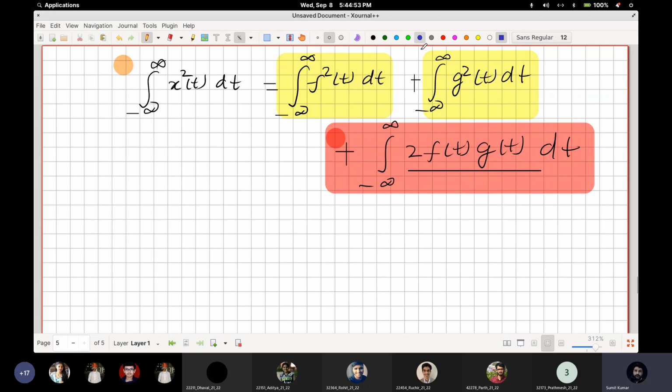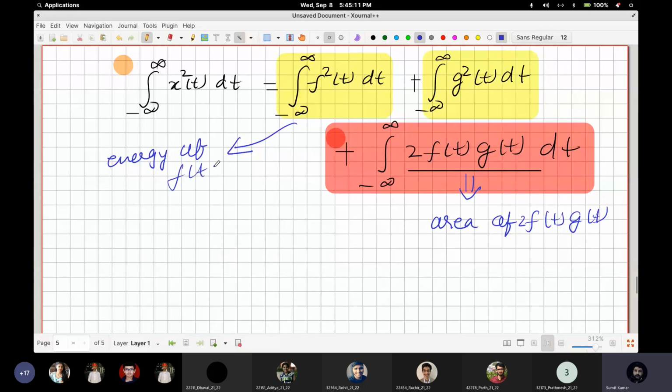You are getting area here, right? This is area of 2 f(t) g(t). This one here is energy of f(t). Is that clear? Okay. And this is again energy of g(t). Actually you are calculating area of f square t and area of g square t, but area of f square t is energy of f(t), and area of g square t is energy of g(t). And here you are calculating just area of f(t) g(t). You are not squaring this, isn't it? Yes, sir. Okay, and that's why we calculated energy, not area. Very good. No problem.